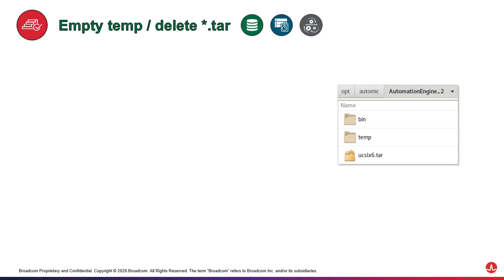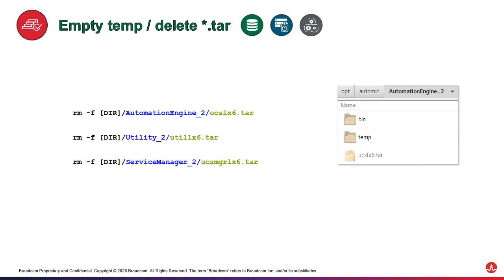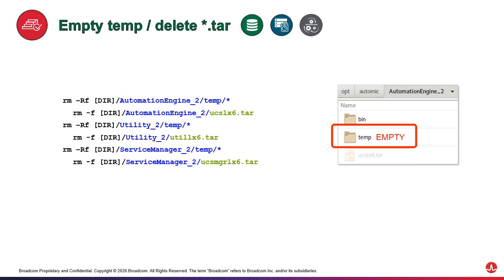This concerns utilities, the automation engine, and the service manager. When version 24 was installed, we left behind the installation packages with the tar extensions. We remove them for both components. We also empty the contents of each temp directory since we have no need for version 24 logs.